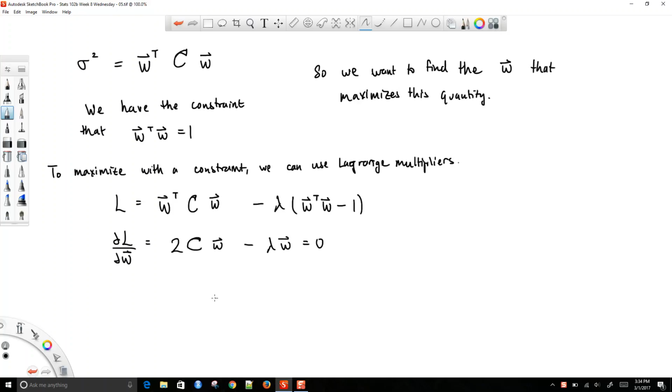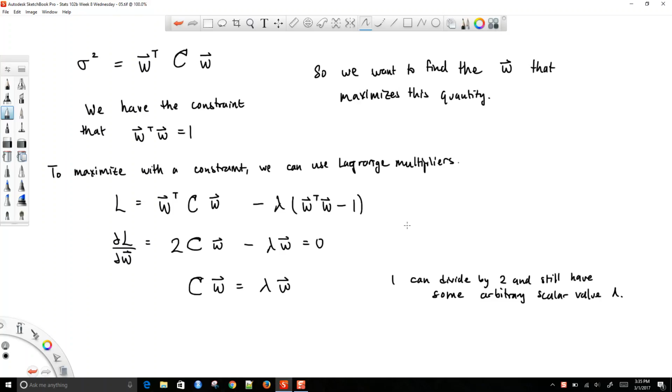And solving for this, CW is equal to lambda W. If we say lambda is some arbitrary constant, then I can divide both sides by 2 and it would still be some arbitrary scalar value, lambda. Okay.